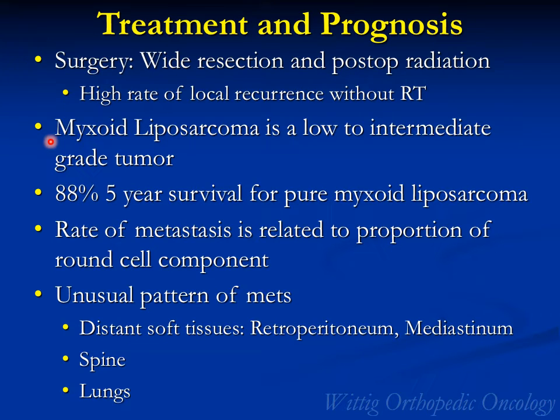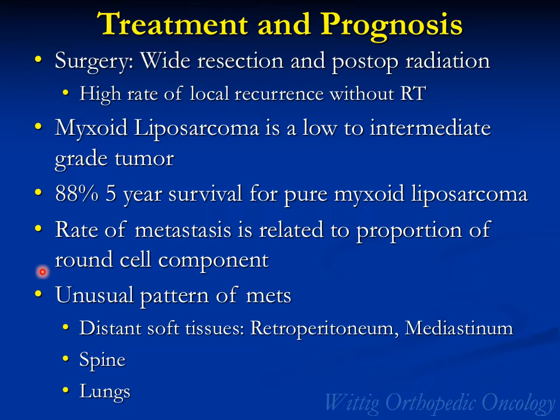Myxoid liposarcoma is a low to intermediate grade tumor by virtue of its name. Unless it has greater than a 25% round cell component, then technically it falls into the category of a round cell liposarcoma, which has a much higher metastatic rate and is a higher grade tumor. There's an 88% 5-year survival for a pure myxoid liposarcoma.